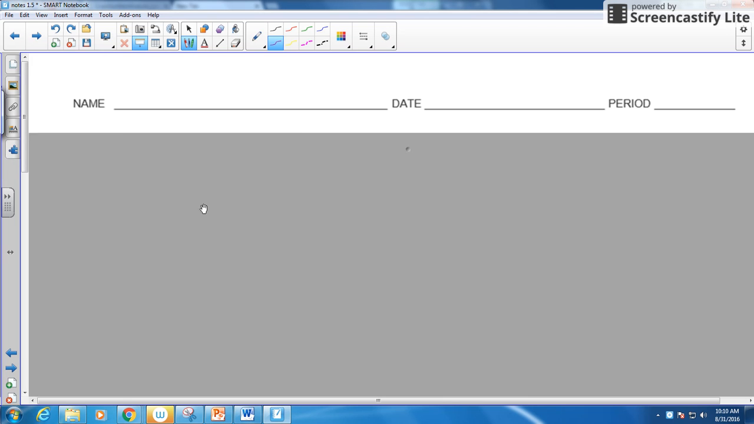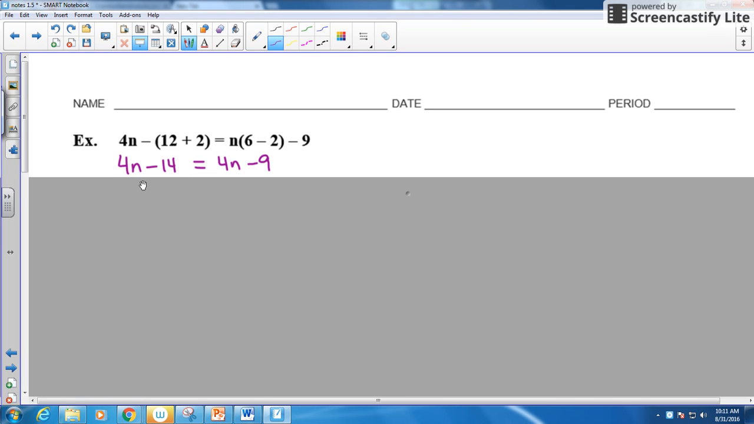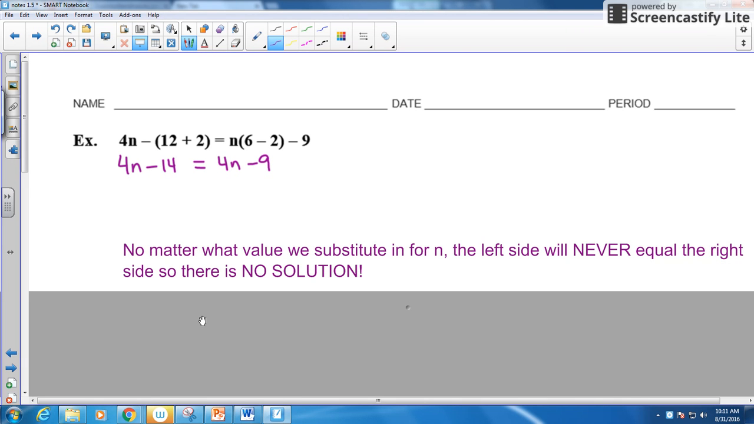On the back side here, I'm going to simplify, and I get 4n minus 14 equals 4n minus 9. Again, some of you might know how to solve these equations already, but we're not actually going to take the time to solve it. What I want you to recognize is that no matter what value of n I put in, the left side is never going to equal the right side. So there is no solution.